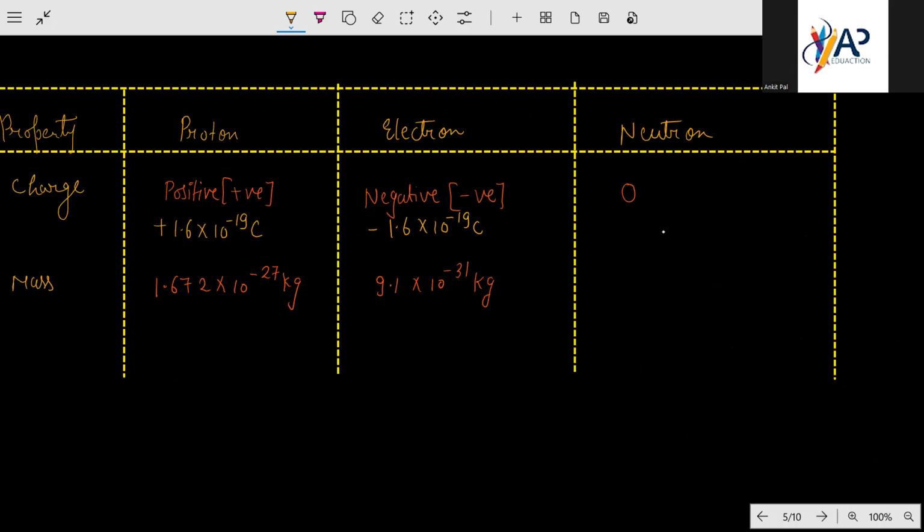Now, the mass of neutron is 1.674 into 10 to the power minus 27 kg. Right? Yes or no?